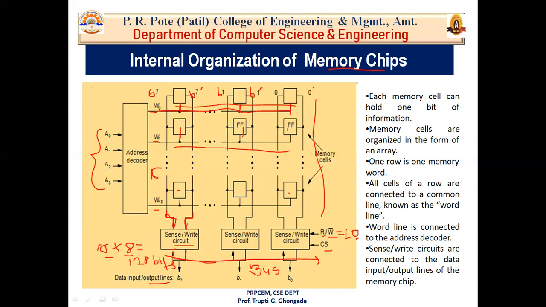So if it is 0, 0, 0, 0, then this address decoder will select the word line W0. Okay, I think you know about this concept, because I think you have learned about it in the STLD subject.